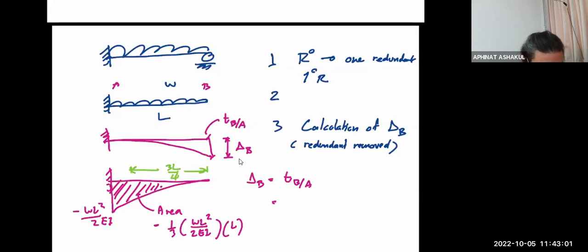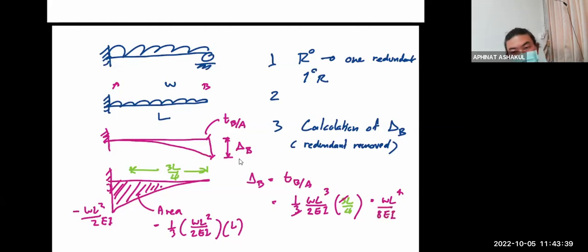Okay. So the area is 1/3 of WLQ over QEI. Now multiply by the moment arm, which is 3/4. 3 is 1. So yeah, I think I'm correct. It's WL to the power of 4 over 8. Right? So that's the deflection delta B. So we're done.